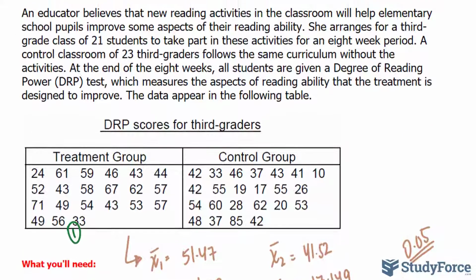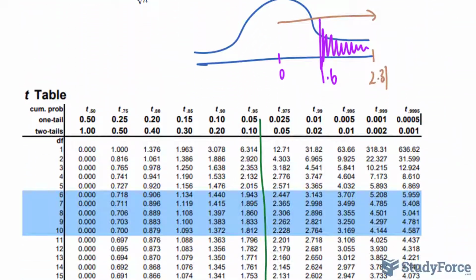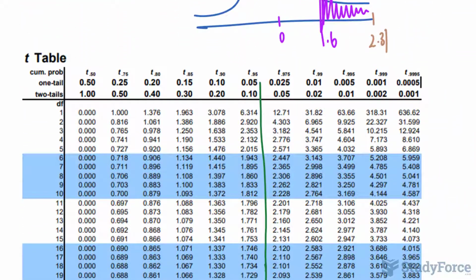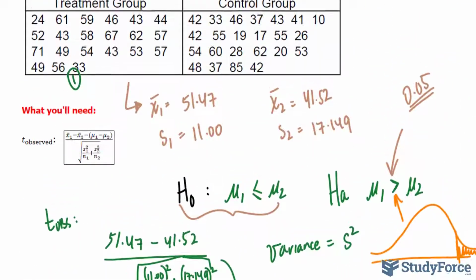I didn't mention that, but the question doesn't mention significance level. So whenever they don't, just use 0.05, and that's why I used this column specifically.